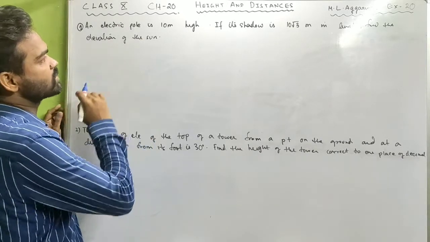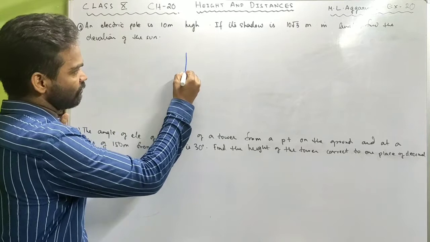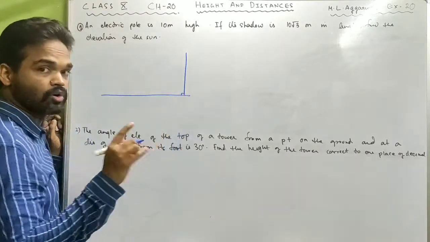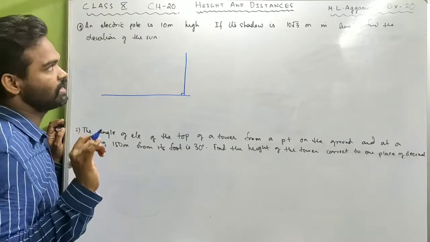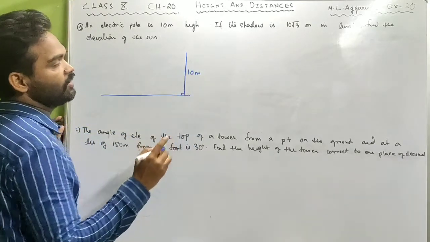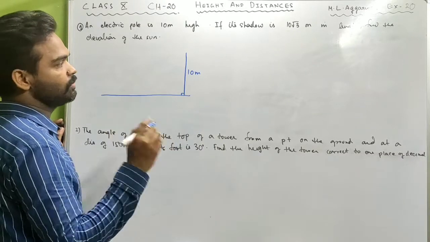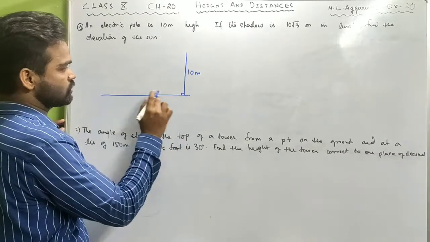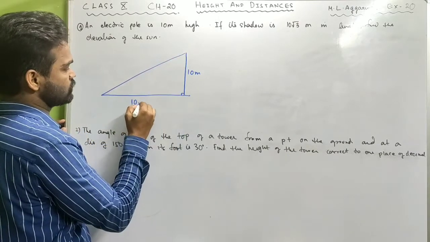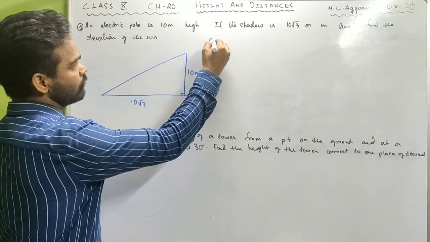An electric pole is 10 meter high. It's always advisable to draw the diagram properly. If you don't draw the diagram properly, you won't get the sum. If its shadow is, this is 10 meter. If its shadow is 10 root 3 meter. So the pole casts a shadow, suppose this is the shadow, and the length of the shadow is 10 root 3. So there was a sun over here.